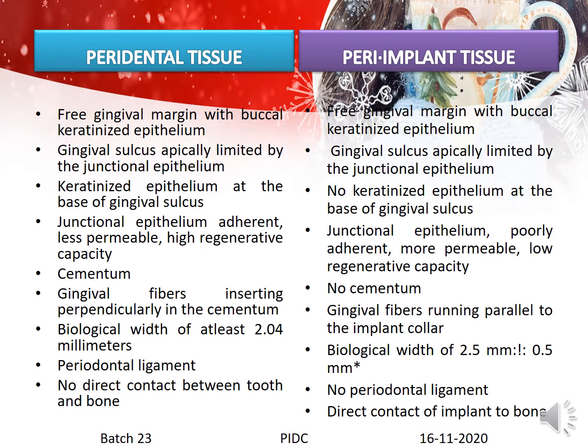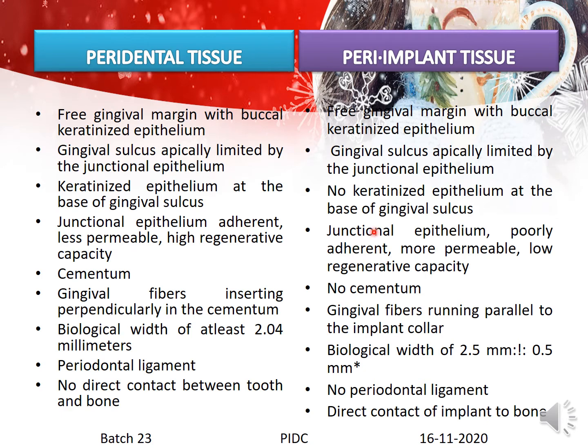So these again in the form of words. The first 2 points are going to be the same points. Free gingival margin is present with the help of buccal keratinized tissue in case of both the peridental and the peri-implant tissue. Gingival sulcus is apically limited by the junctional epithelium in both the peridental as well as peri-implant tissues. As I told you, junctional epithelium is less permeable, but it is highly regenerative, with a high regenerative capacity, and is more adherent to the tooth structure.